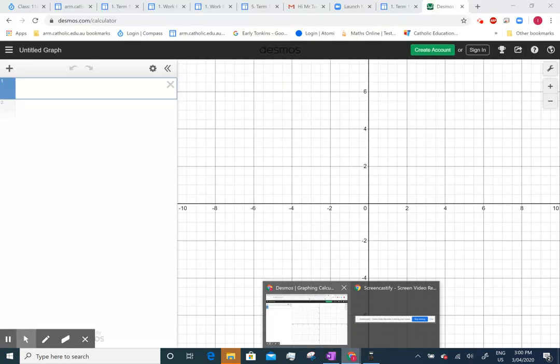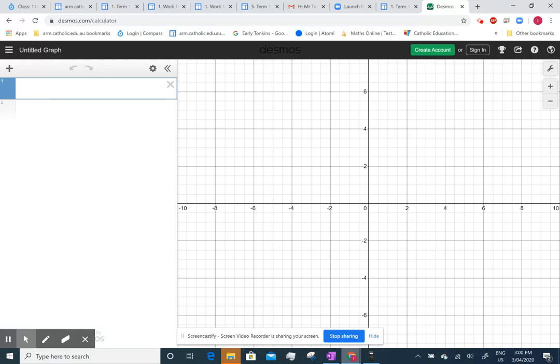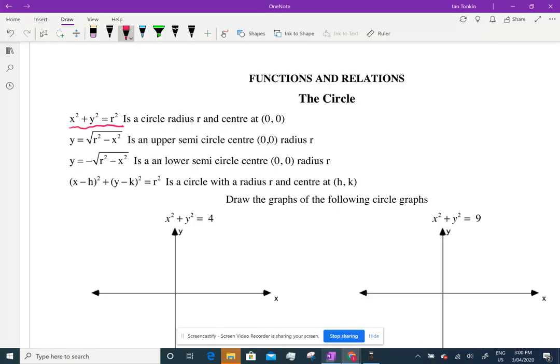So I'm going to shoot over here to Desmos. If we write x squared plus y squared equals 9, there's a circle, the centre at the origin, and a radius of 3. So let's go back and have a look. If it's written as x squared plus y squared equals r squared, you have to square root that number that's here to get the radius. So whatever number is there, that's going to give you the radius when you square root it.